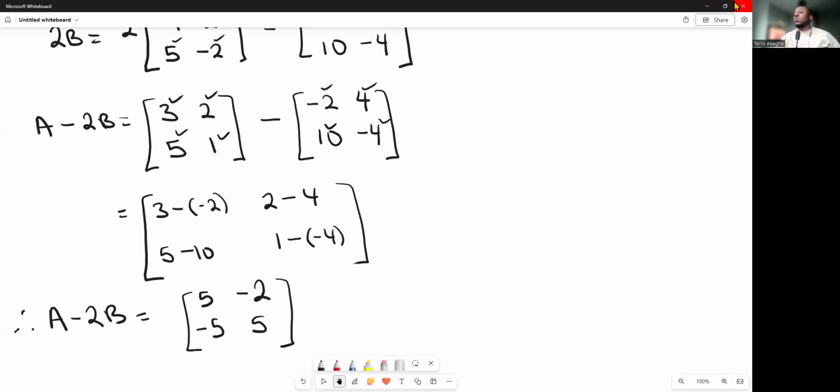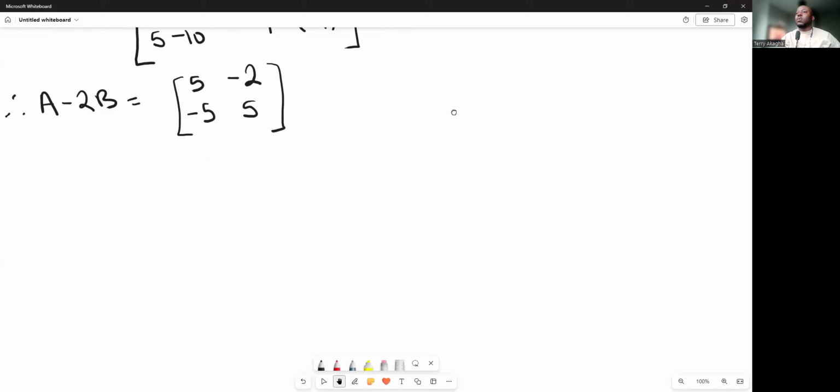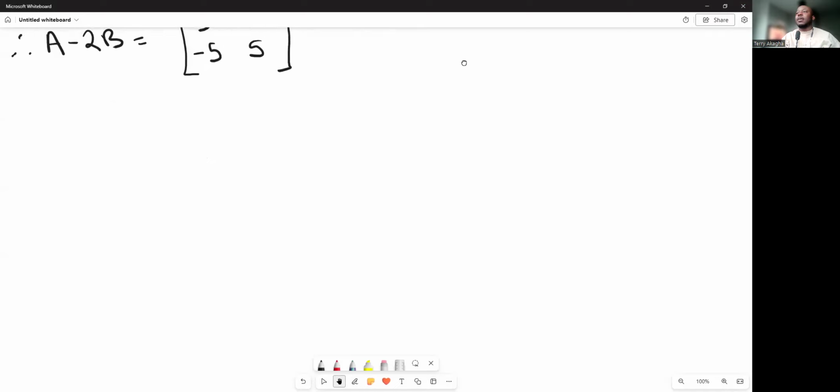All right, so let's go to number 3 for this. Number 3, the third one, is that we have to find 3(A plus B). Remember, like I said, I will follow the principle of BODMAS. You solve the brackets first, so we have to solve A plus B, then we do the scalar multiplication.